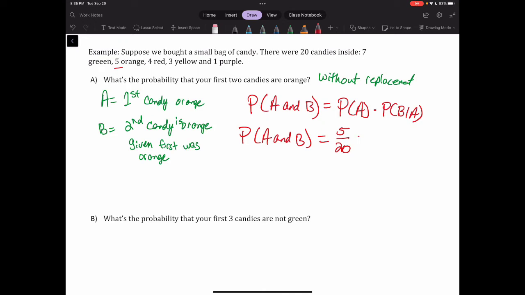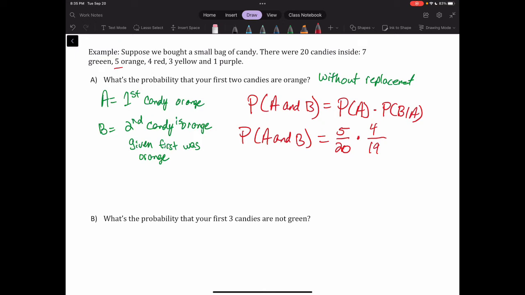Next, we're going to multiply it by the probability that the second candy is orange given that the first candy was orange, right? Well, now, remember, this is without replacement. Now that I've selected that first candy, I now no longer have 20 candies in the bag. I now have 19 candies. Out of those 19 candies, how many of them are orange? Well, I started off with 5, but I've already taken out 1 orange candy. That leaves me with a total of 4 orange candies.